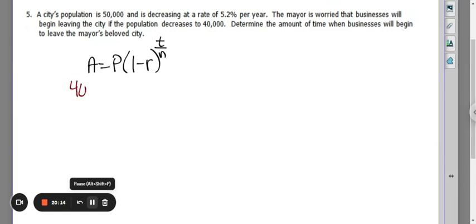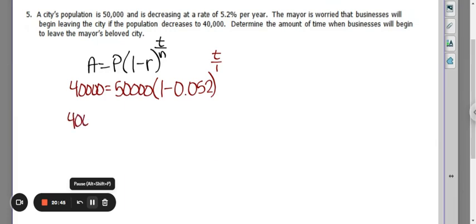The new population is 40,000. The initial population is 50,000. 1 minus the interest rate and t over 1, because again, per year means they're checking the rate yearly. Then divide by the 50,000. So we end up with 40,000 over 50,000.